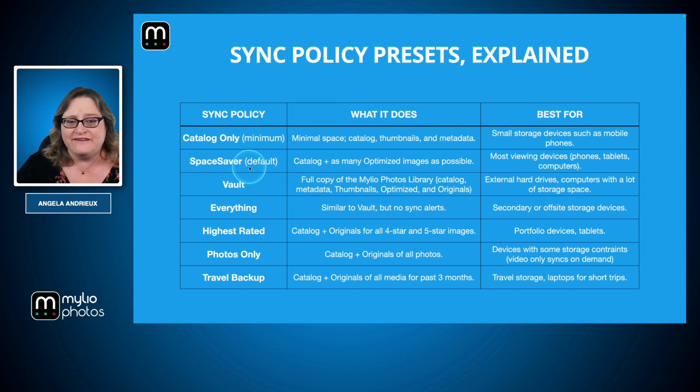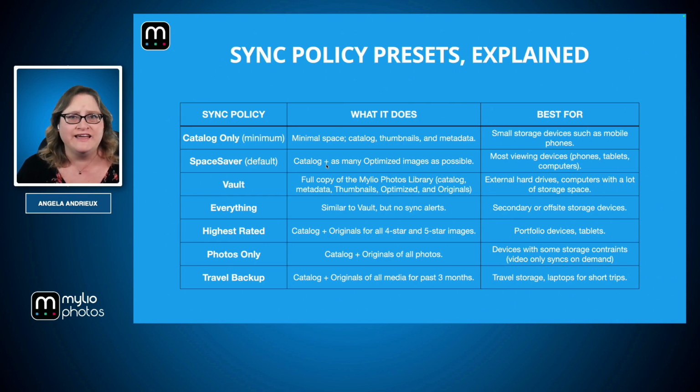Next up, we have SpaceSaver. This is the default that every phone, every tablet, and every computer is going to get set with. Once you add one of those devices, it automatically will be set to SpaceSaver. So if you want to minimize it, you have to manually change it to catalog only. What SpaceSaver does is it includes everything with the catalog, plus as many of those optimized images as will fit. This gives you a much better viewing experience, especially when you're on a larger screen like a tablet or a computer.